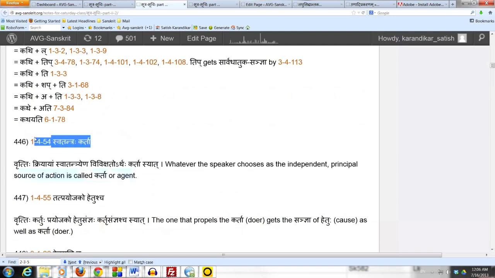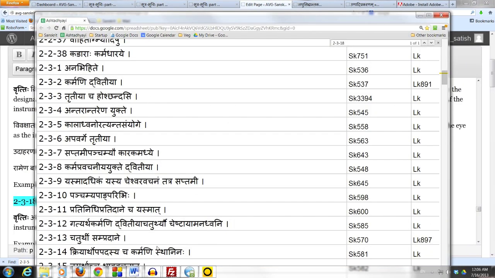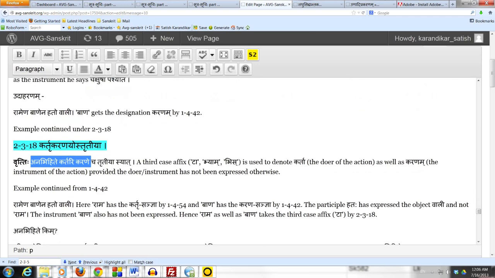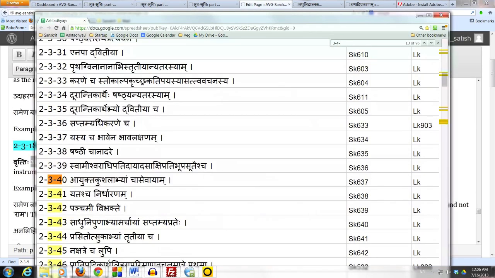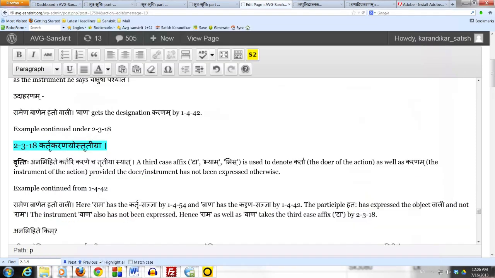But there is the condition of anabhihite. So we have to be careful before we use 2318. We have to make sure that the agent or the instrument is not already expressed by something else. Here what we have is the participle hataha. As per 3470, tayoreva krityaktakhalarthaha, the affix kta is used karmani in hataha. So it expresses the object Vali. It agrees with the object Vali and not with the agent Rama.